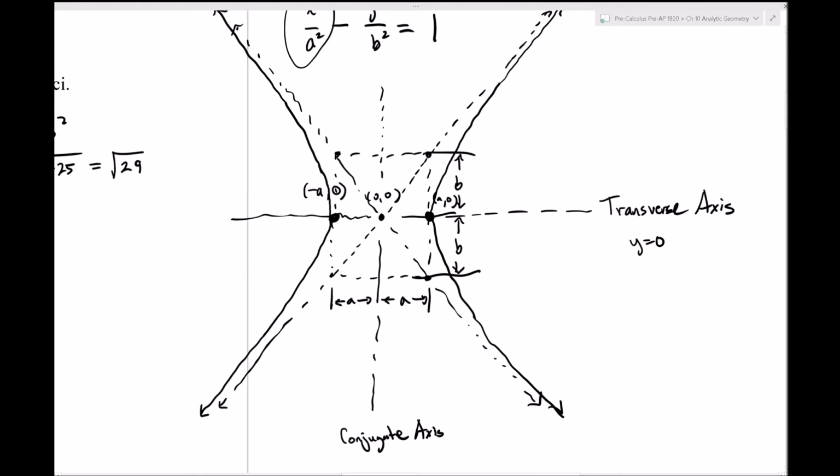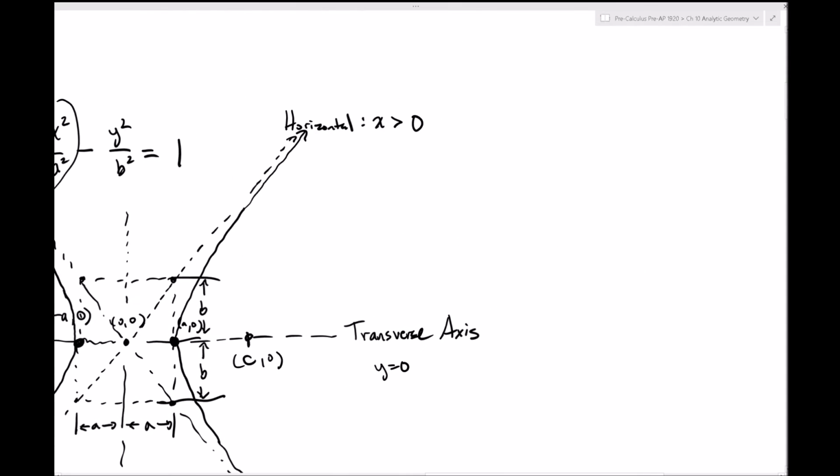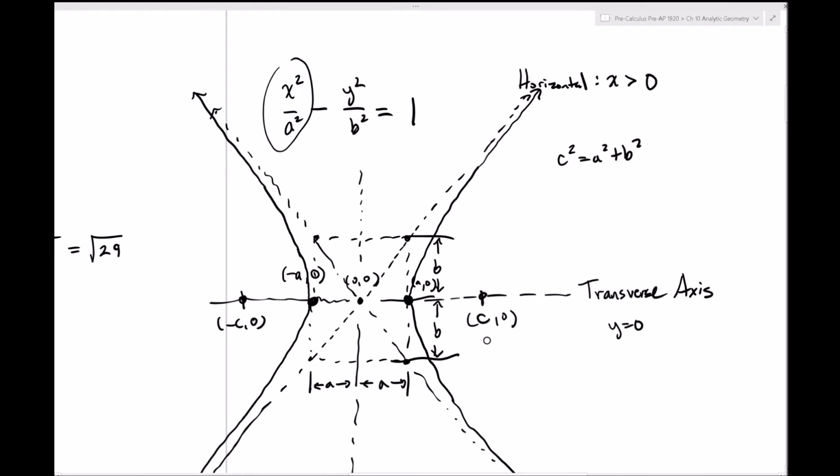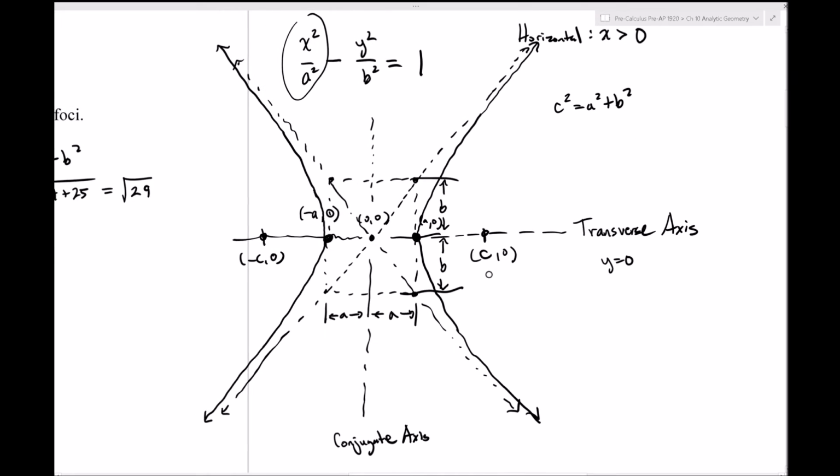Anything else that we need? Just the focal distance, so that would be c this way. So c comma 0 and then negative c 0. And the equation that links a, b, and c, I don't know if I gave it here somewhere, and I didn't. That's c squared is equal to a squared plus b squared, plus for hyperbolas, minus for ellipse. And it's the bigger one first. That should be pretty simple.